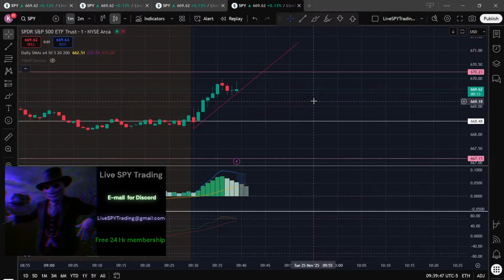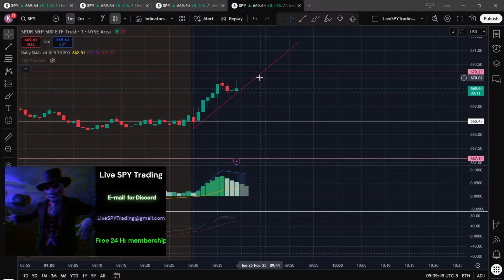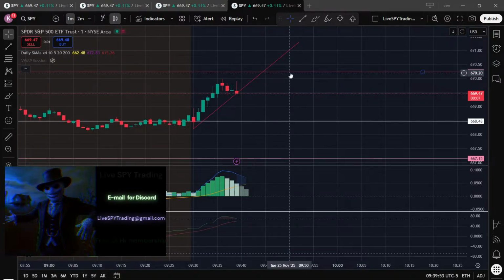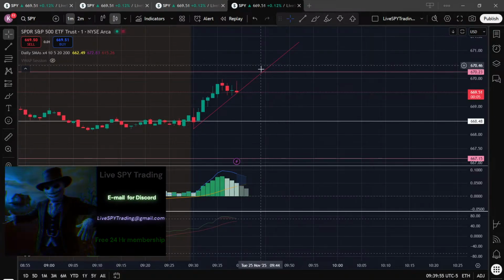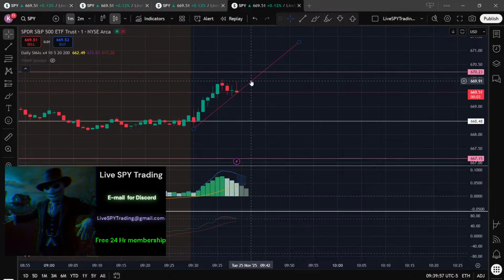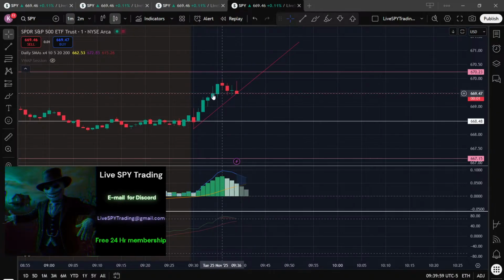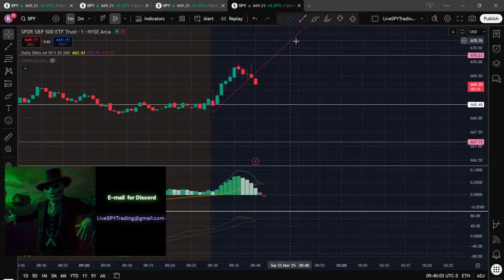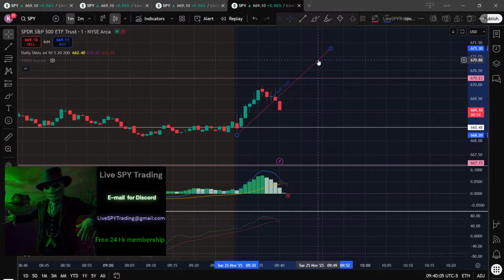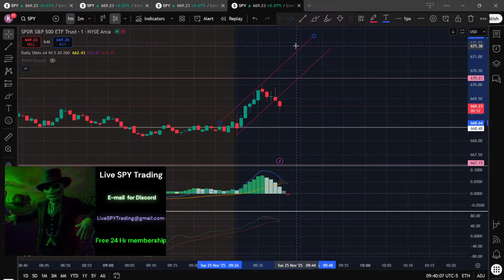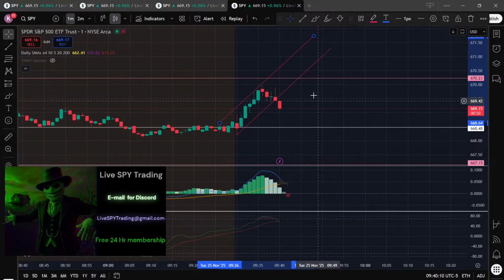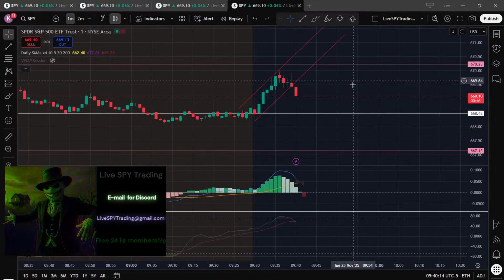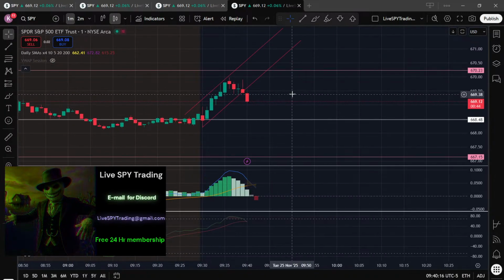So it looks like we're about to get into overbought territory. We need to get above this pink here with a strong move if it's going to continue. So I think I like this micro magenta so far. We're going to go with this micro magenta for right now.